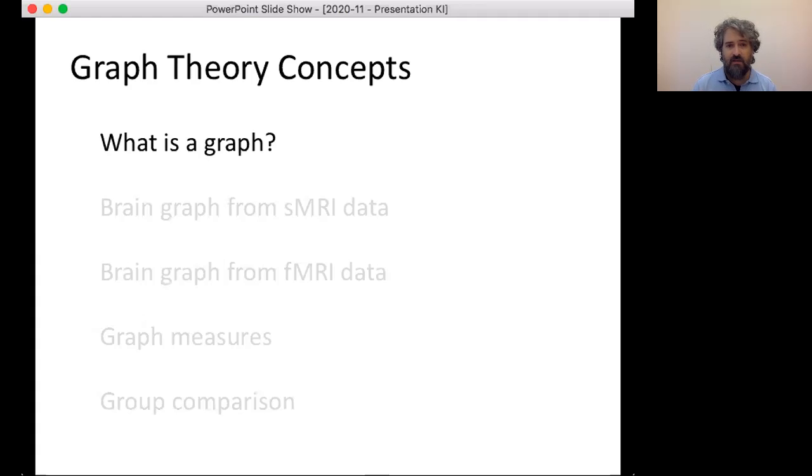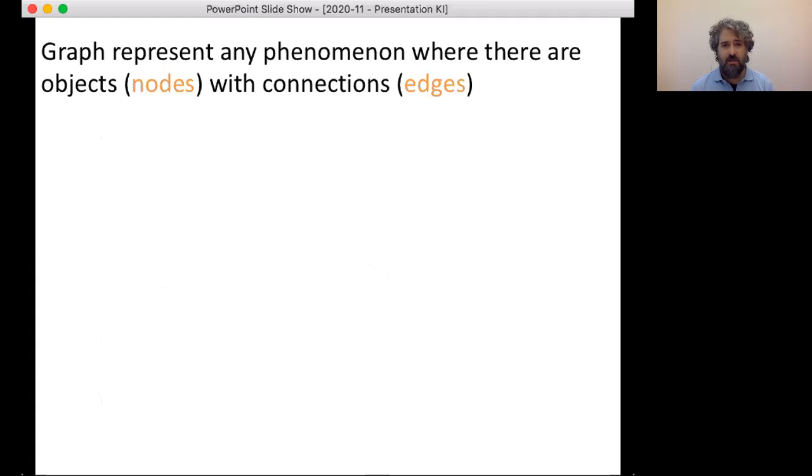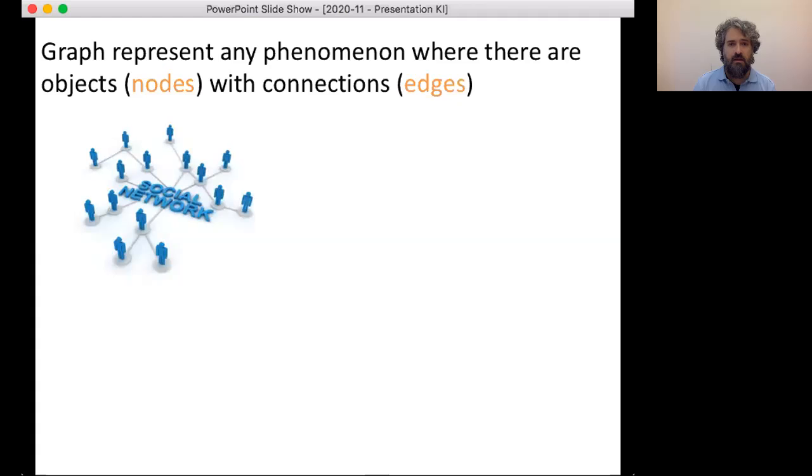So let's start with the definition of what is a graph. A graph is essentially an object which includes nodes and connections. So there are various nodes that are connected by edges. Just to give examples of graphs that you for sure know, you can think of a social network where the nodes can be the various individuals and the connections are, for example, the friendships on Facebook.